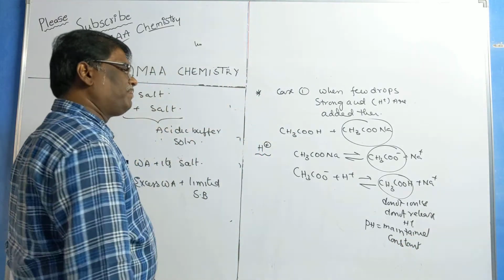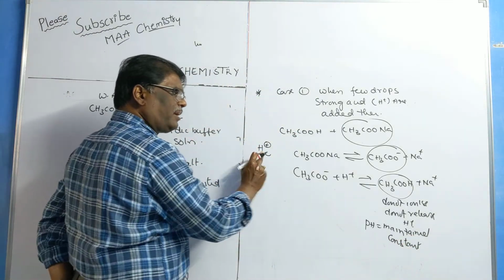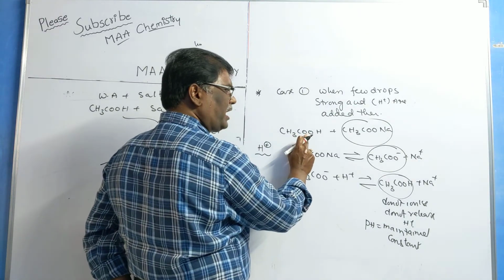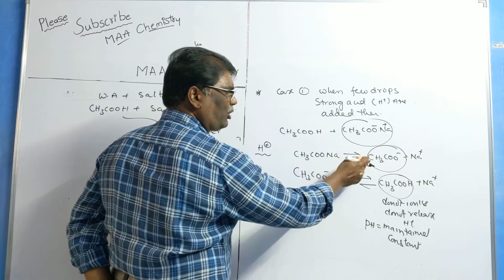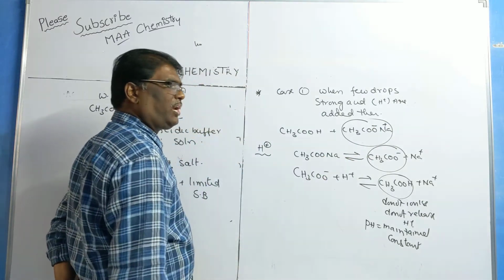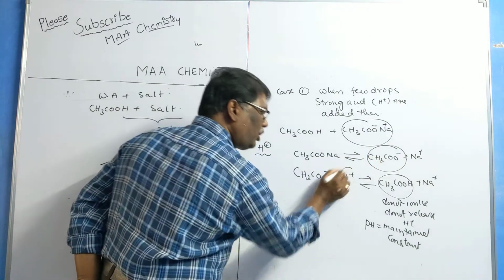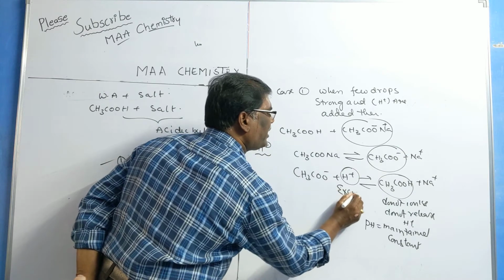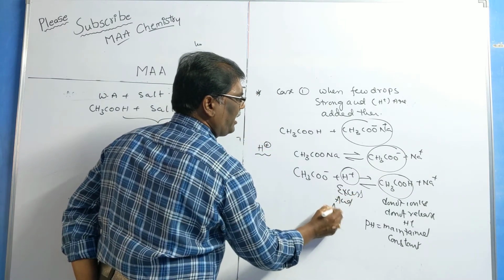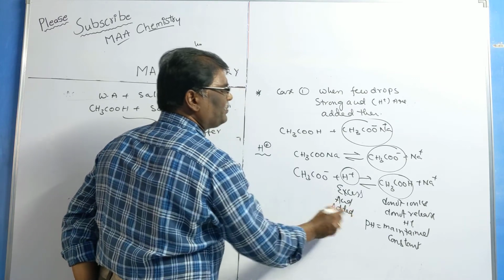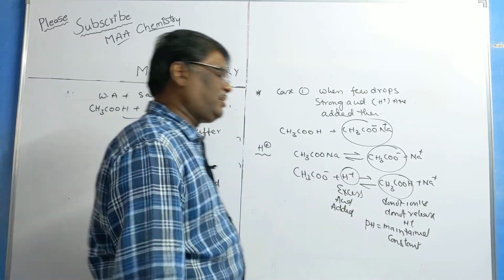Clear? Again, when acid is added, the acid does not ionize. Then the conjugate base solution undergoes ionization to give acetate. This acetate neutralizes the excess acid added. Thus the pH is maintained constant.